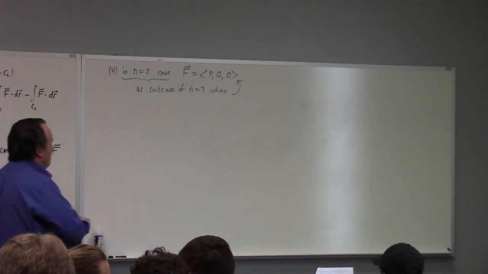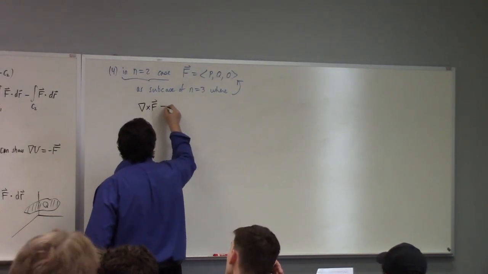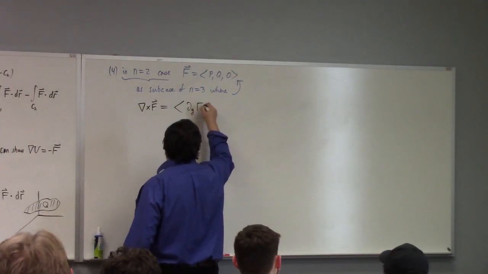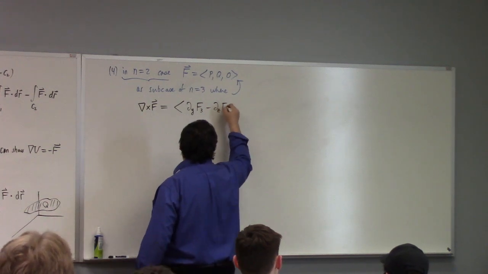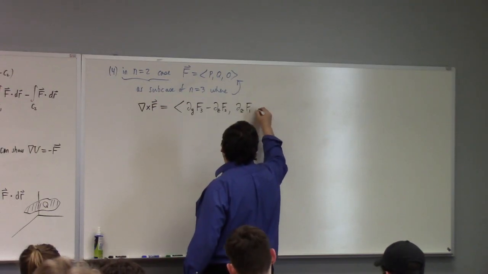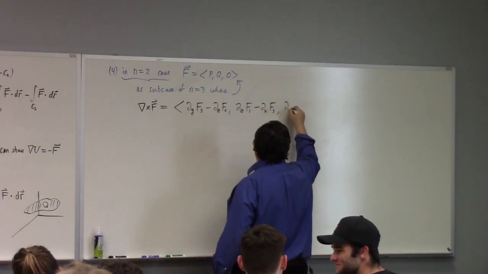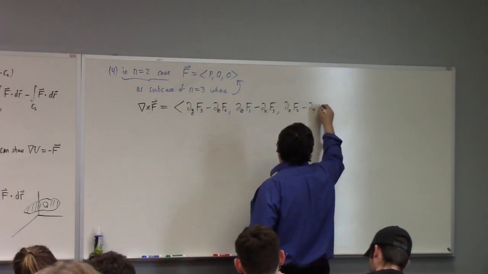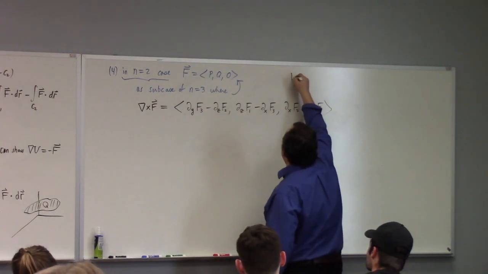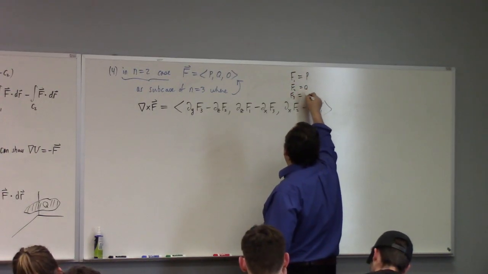What's the curl? What's the curl of f here? Remember, generally speaking, it's partial y of f3 minus partial z of f2, partial z of f1 minus partial x of f3, partial x of f2 minus partial y of f1, which in my case, f1 is p, f2 is q, f3 is 0.